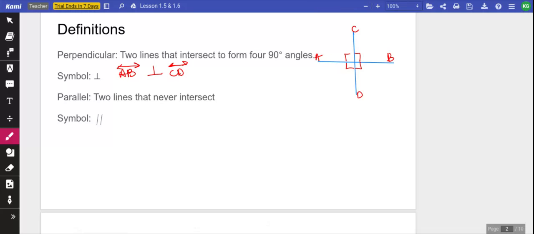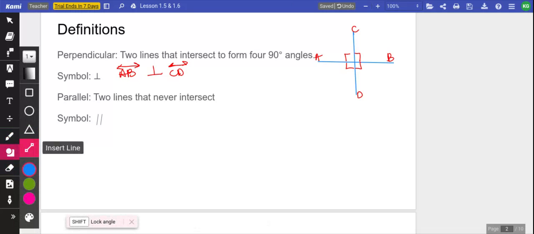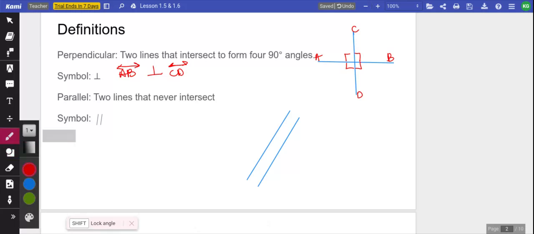Okay, for parallel lines, that's two lines that will never intersect. That's when you have two lines that are running next to each other and they're at the same slope like we learned in Algebra 1. And so if this is line AB and this one is CD, I would say line AB is parallel to line CD.